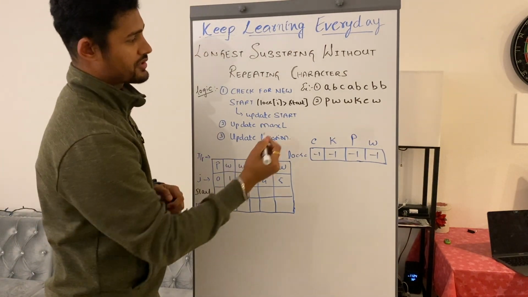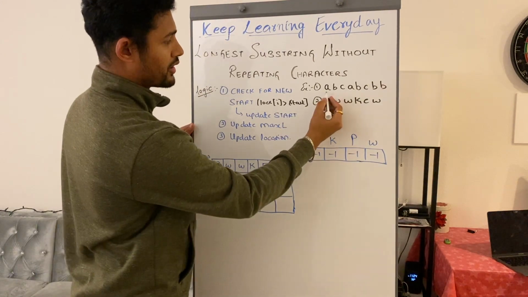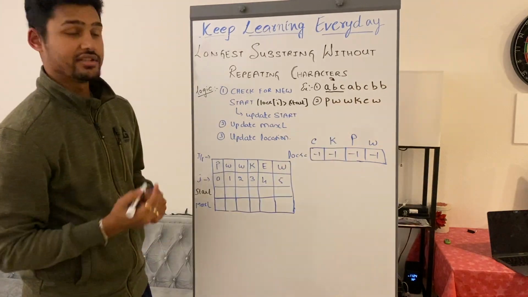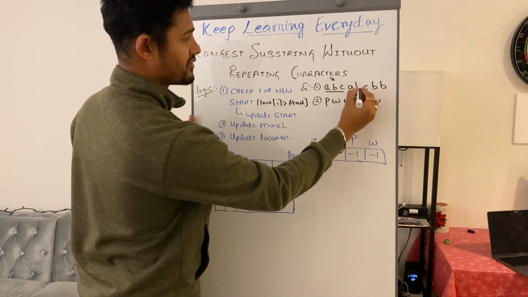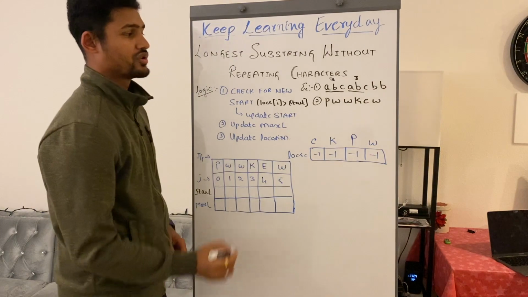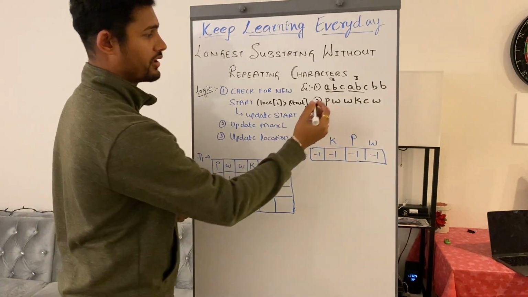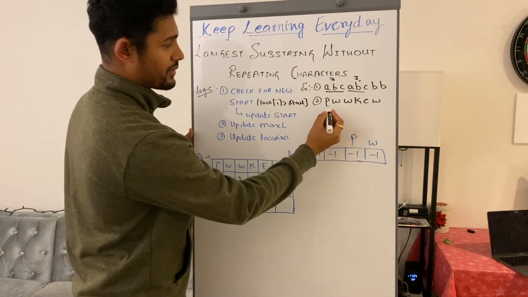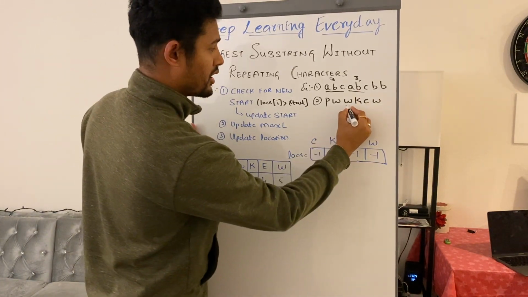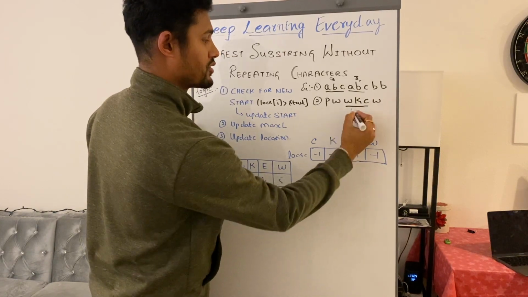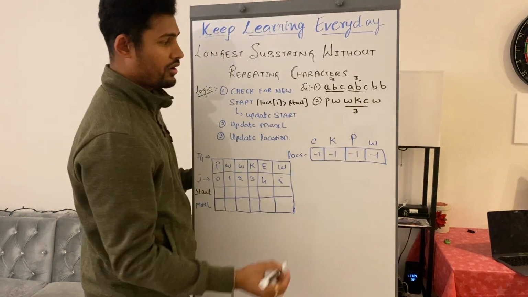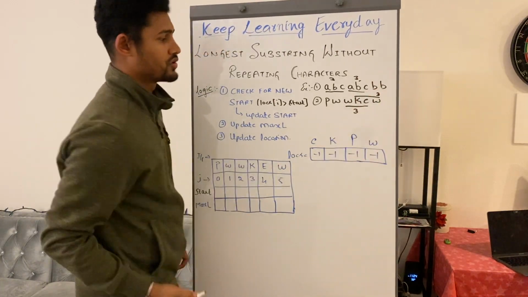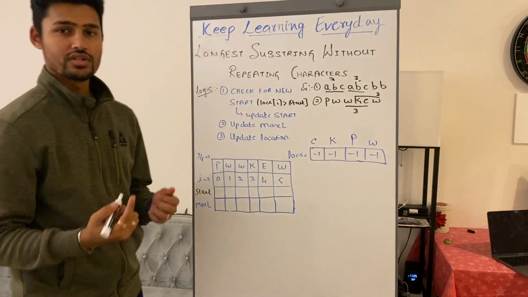So let's go with example one. In this case, the unique string seems to be A, B, C, which is of length 3. And this substring seems to be repeated, ABC, which is again of length 3. So the maximum length substring we can find in this example is 3. Let's go over the second example. In this example, the maximum length substring you can see is W, K, E, which is of length 3, or you can consider K, E, W, which is again length 3. So again, the output in the second example would also be 3.